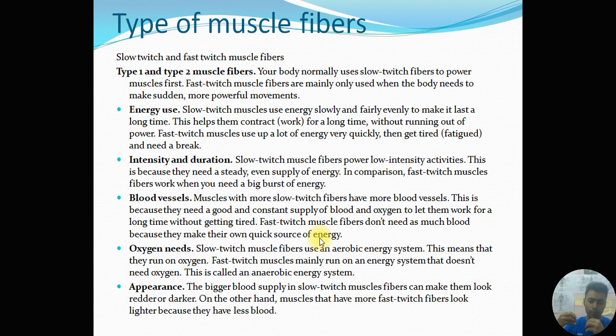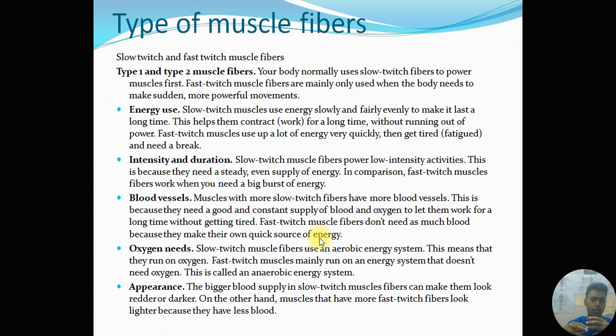But in fast twitch muscle fibers, they don't need many blood vessels because they don't need oxygen. They already have stored ATP, and when they build ATP, they build it without oxygen. In the anaerobic energy system, we have learned that we don't need oxygen. They build ATP without oxygen. So because of that, fast twitch muscle fibers don't need many blood vessels.